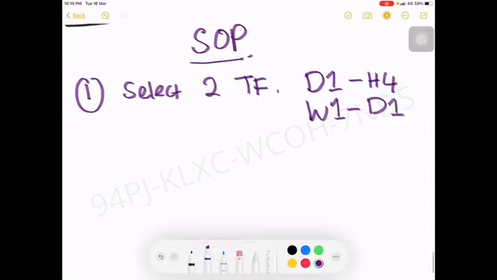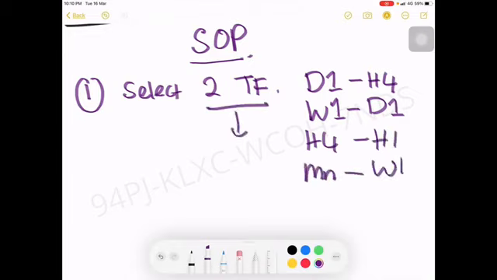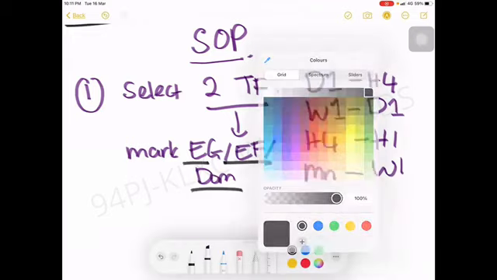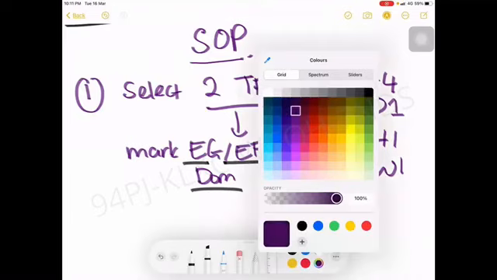This is the area where you want to mark your engulfing. If you are starting from H4, you're going to go to H1 as well. If you are starting from monthly, then you're going to go to weekly. What you're going to do with this 2TF is mark EG or EF or DOM. You're going to mark these 3, whichever ones you find. And then the second one, the SOP is very simple. Don't worry about it.